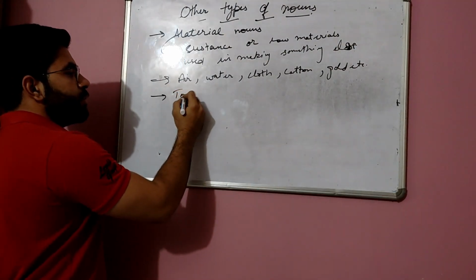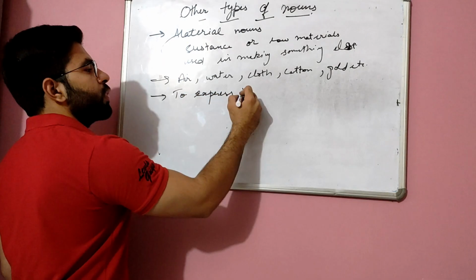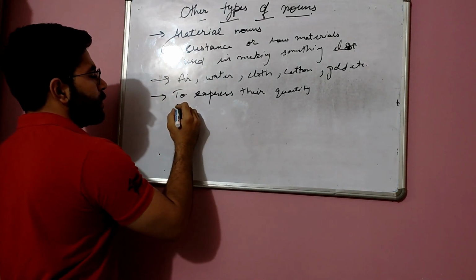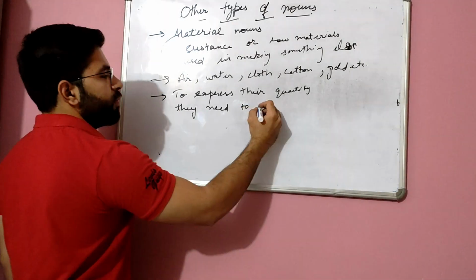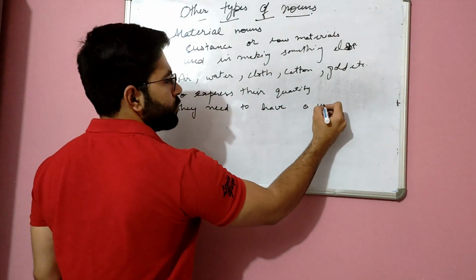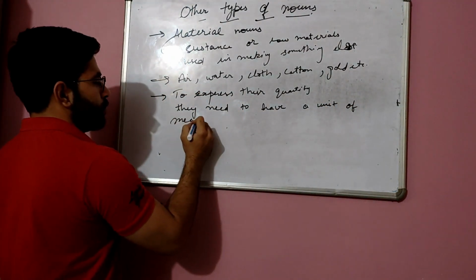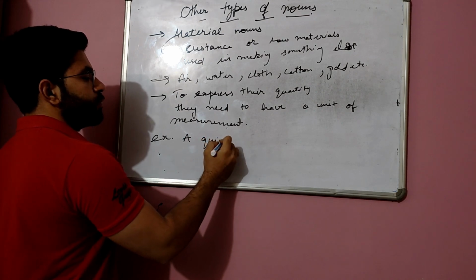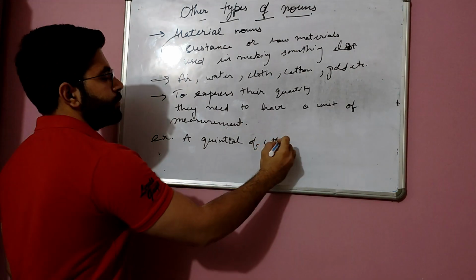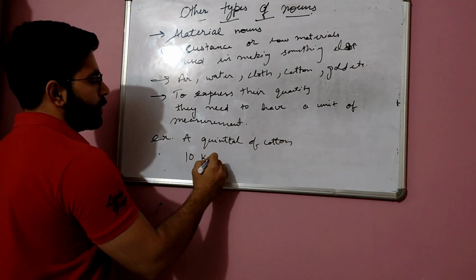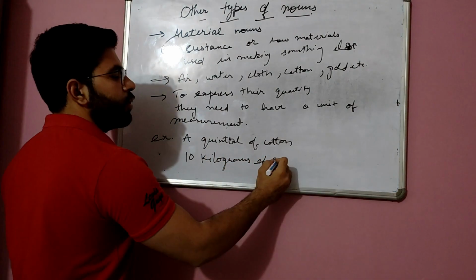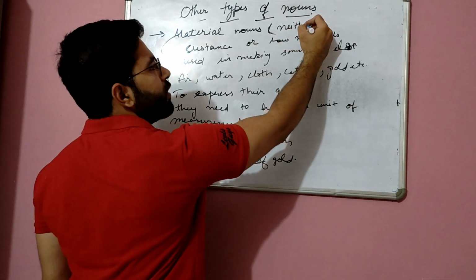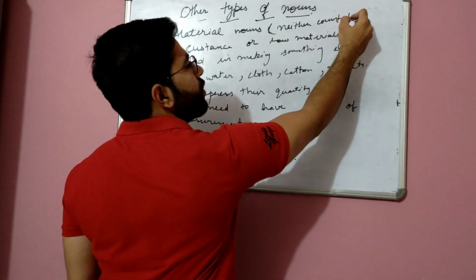Next, to express just their quantity, they need to have a unit of measurement. For example, a quintal of cotton or 10 kilograms of gold. So the material nouns are neither countable nor uncountable. They are neither in the category of countable nor in the category of uncountable.